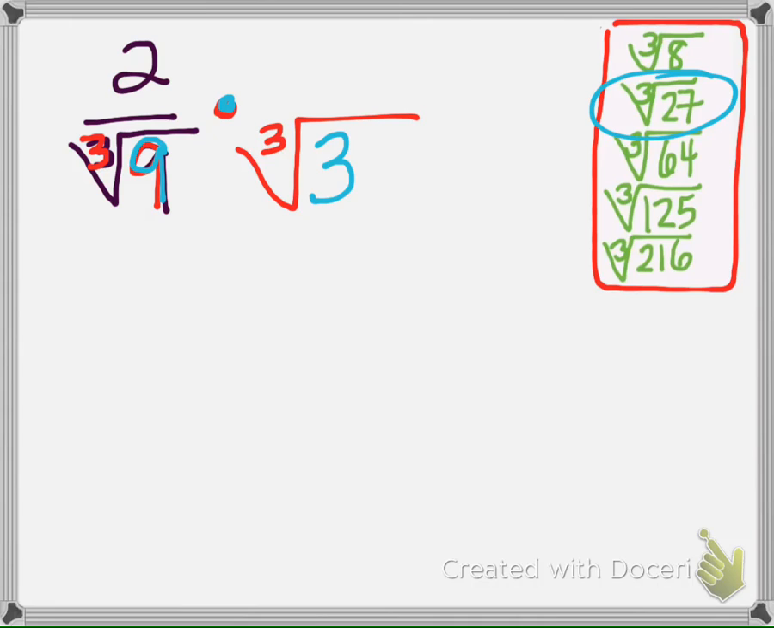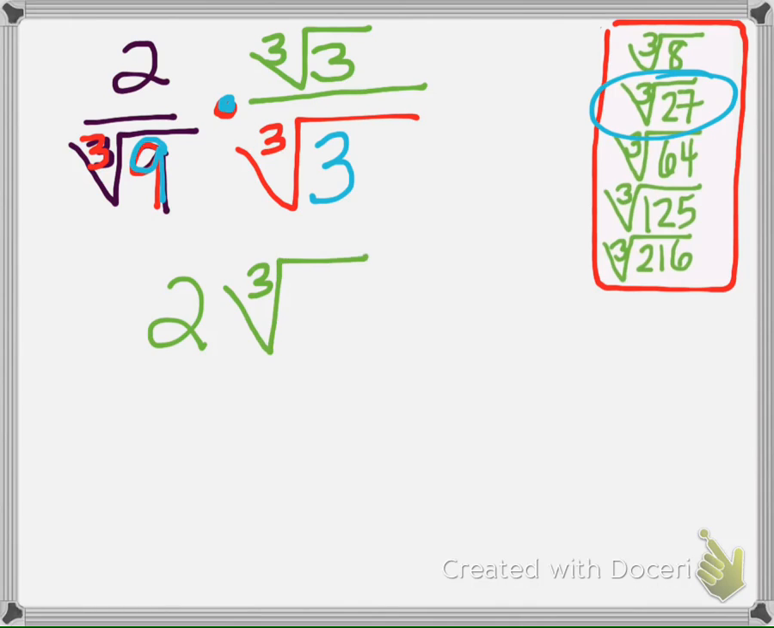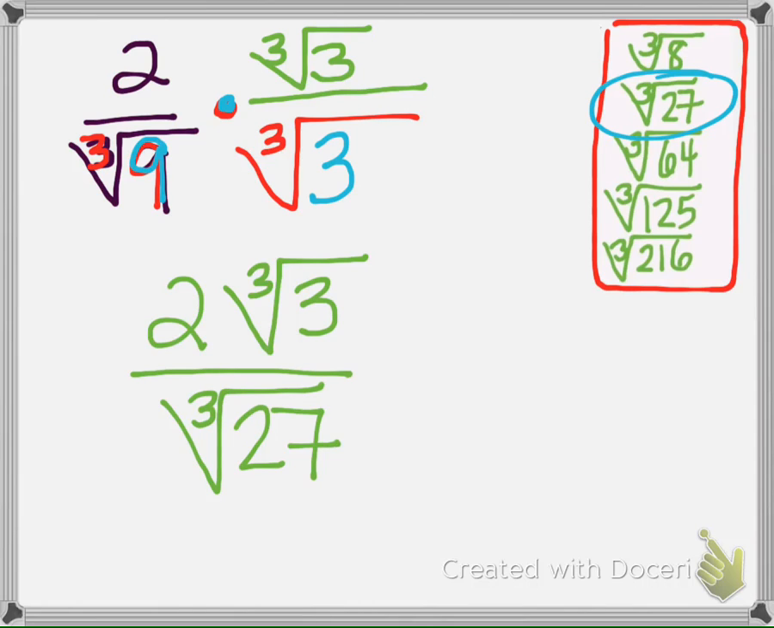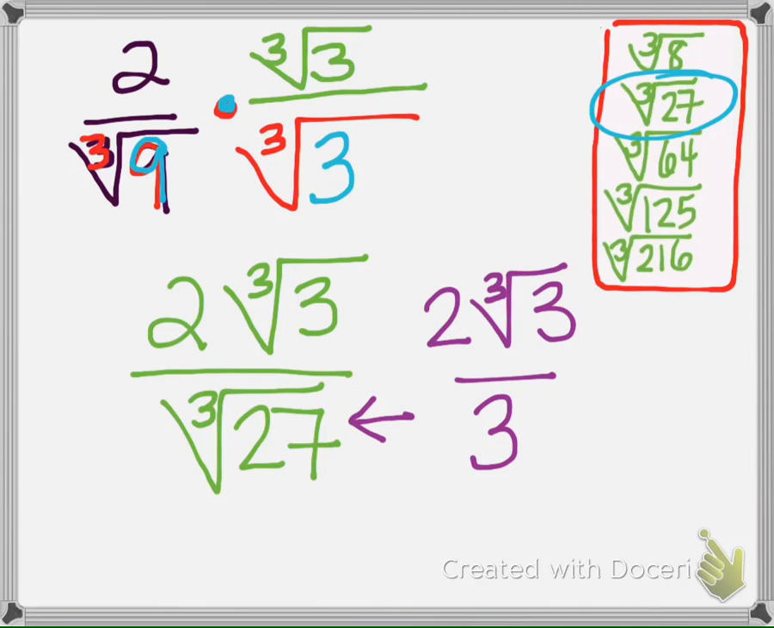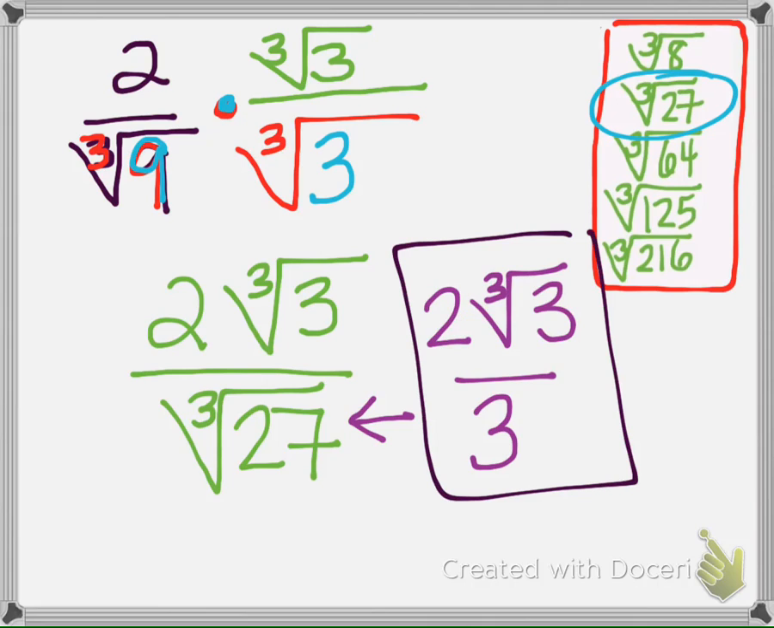So whatever I multiply the denominator, I also need to multiply to the numerator. So we have 2 times the cube root of 3 all over the cube root of 27. So if we did this right, this should no longer be a radical because the cube root of 27 is 3. Then when we're done, we're going to check what's on the outside and see if that can be simplified. So it cannot be simplified, so this is our final answer.